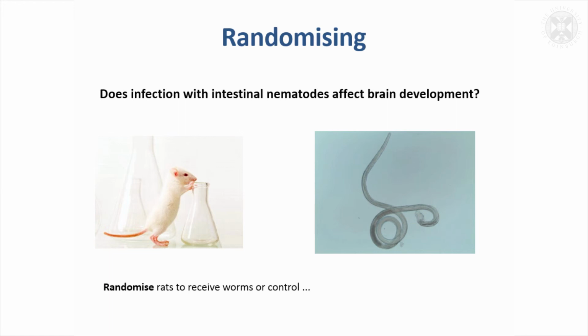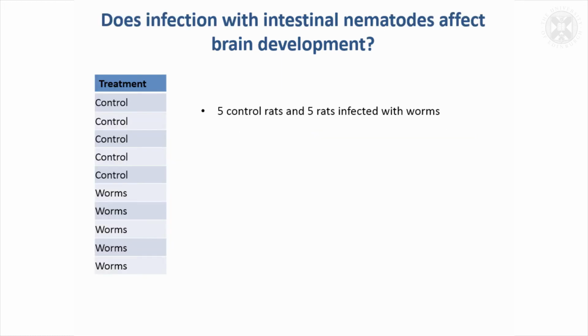Thinking about randomising, you might think that's too complicated for me to do, but you can actually do it very easily. If you've just got two groups, I suppose you could toss a coin, but you can set up a random order quite easily in Excel. If we take an example, we're comparing two groups. We're looking at rats and thinking about whether infection with worms affects brain development. If we assume we've done some sample size calculations and we're going to have 5 control rats that aren't given worms and 5 that are infected with worms, then we simply, first of all in Excel, list out 5 in one group and 5 in the other group.